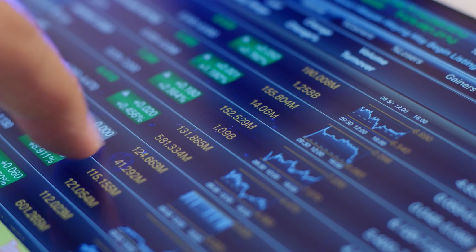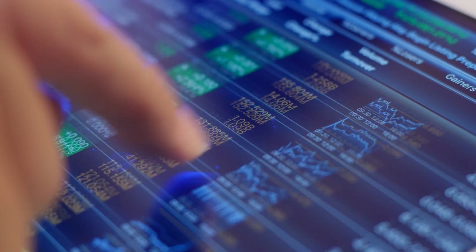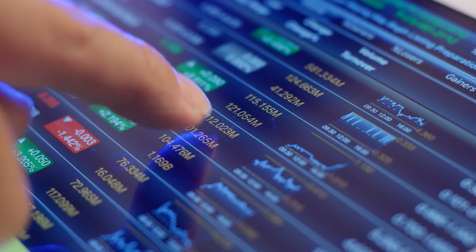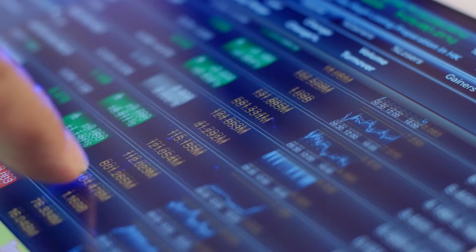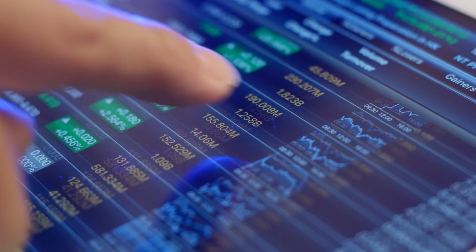So before going long on a stock, always make sure that the difference between the bid price and the ask price is narrow. With the volatility in the stock market, the last thing you want is high fees cutting into your gains.